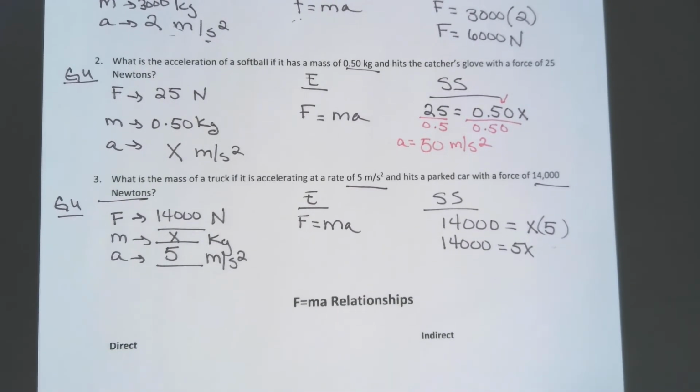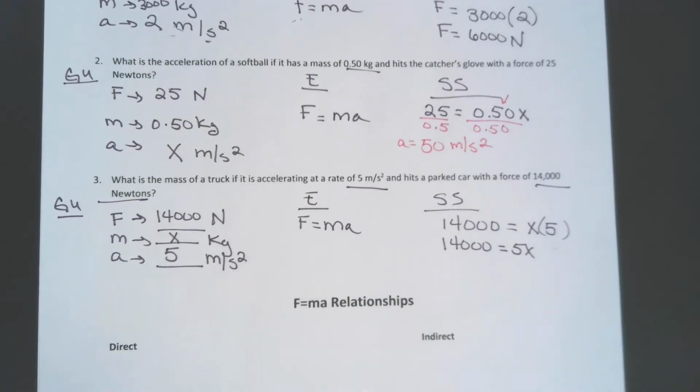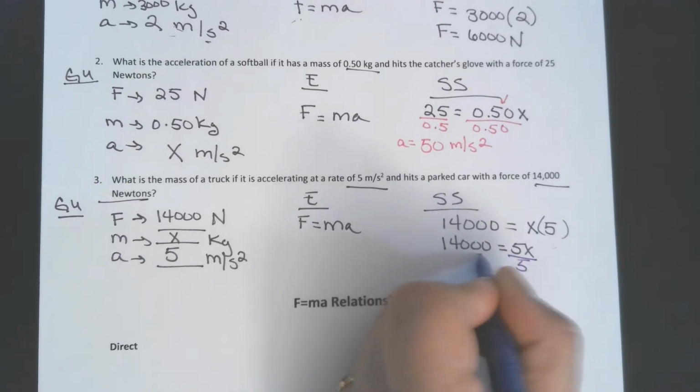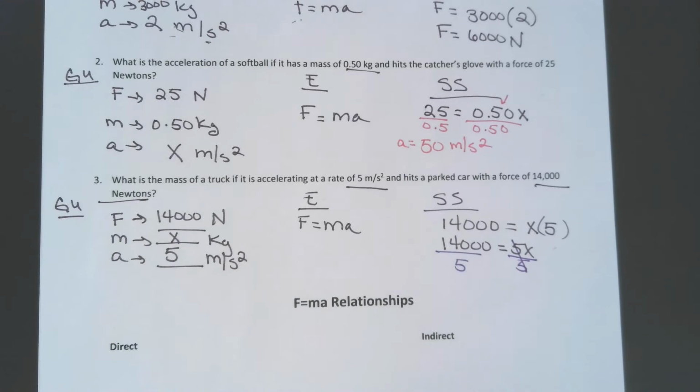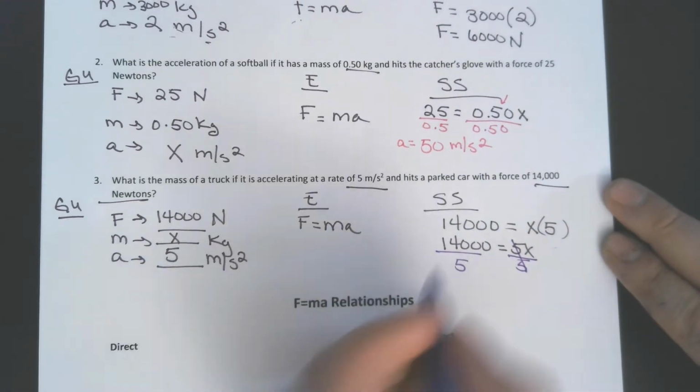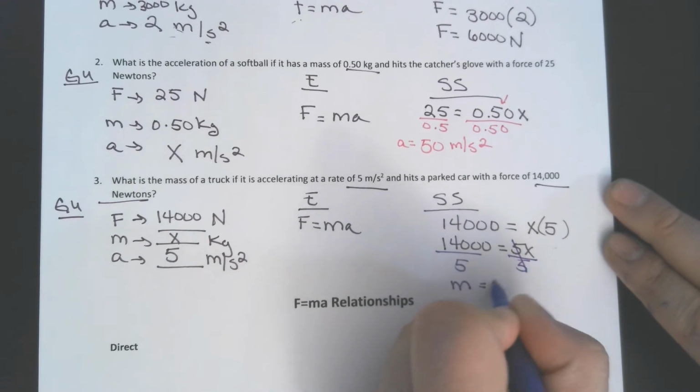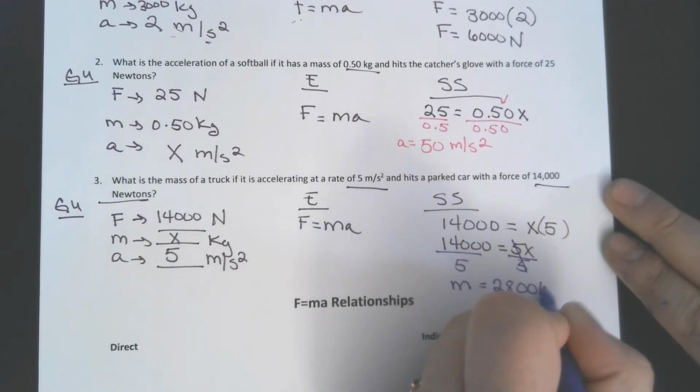So you are going to divide both sides by 5. So go ahead and put it in your calculator: 14,000 divided by 5. And I have that the mass of this object is 2,800 kilograms.